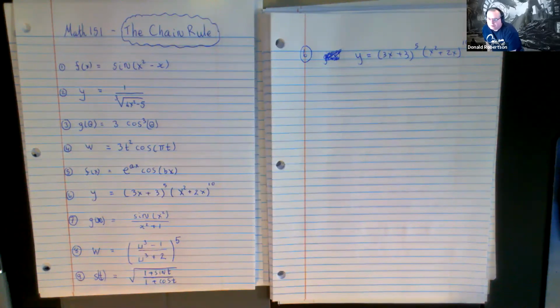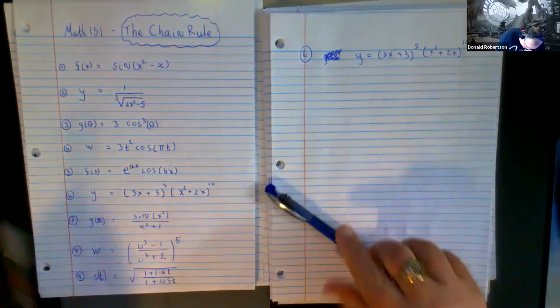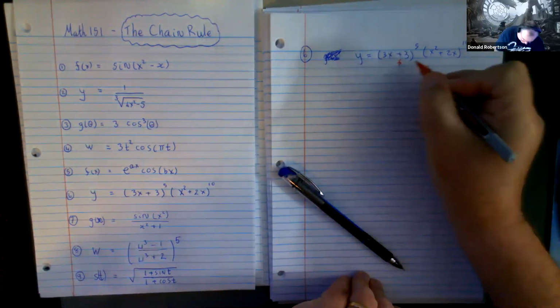(3x + 3)^5 and a quadratic to the power of 10, both being multiplied together. That is one ugly looking product. And it is a product rule, agreed? It's two things multiplied. That's going to be the f, that's going to be the g.